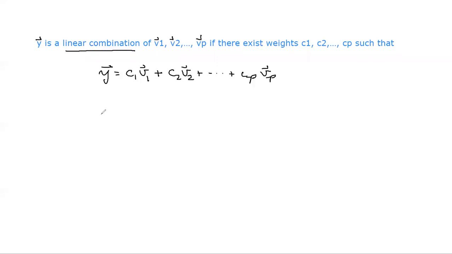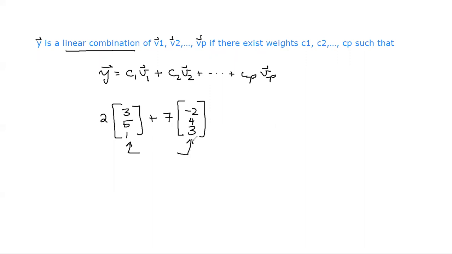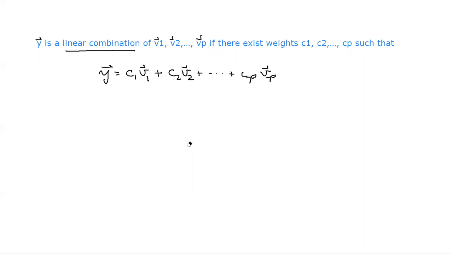So for instance, take the vector that we get by scaling, let's say, (3, 5, 1) by 2, and adding to that 7 times (-2, 4, 3). If we do this out, this would be a linear combination of the vectors (3, 5, 1) and (-2, 4, 3). So we could easily do that and find ourselves a linear combination of those two vectors. A much more interesting question is, if I'm given a vector, is it a linear combination of something? So let's take a look at what that might look like.